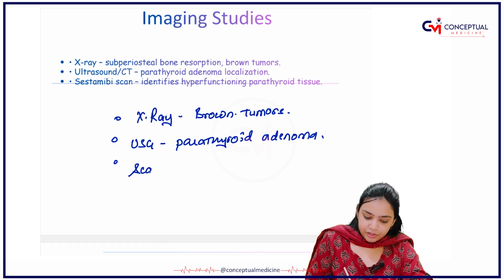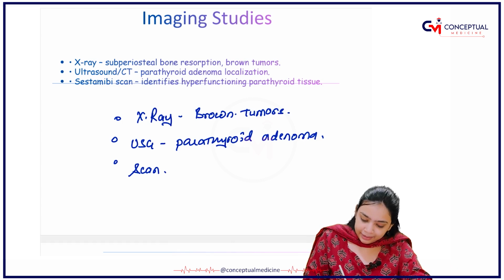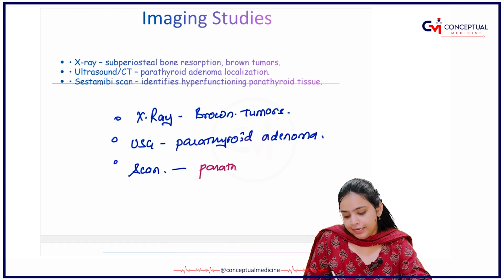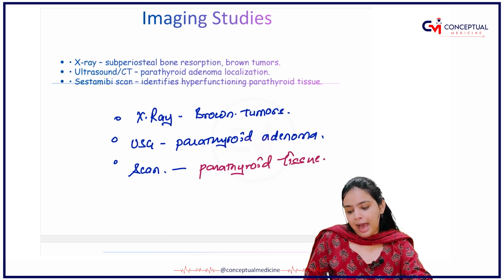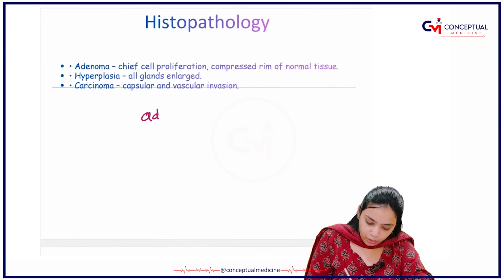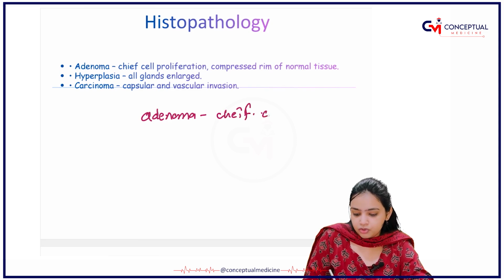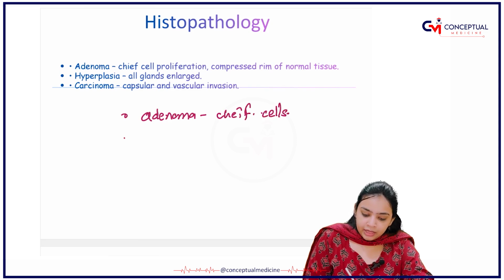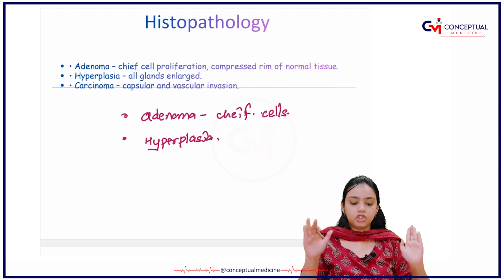Then we have a special scan by the name of Tc-sestamibi scan. Basically, this scan identifies the parathyroid tissue. In the histopathology of adenomas, you are able to see the chief cells. Then there will be hyperplasia of all the glands. All the glands will be enlarged.